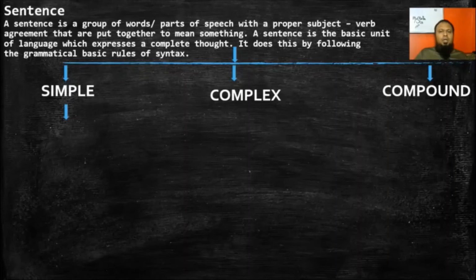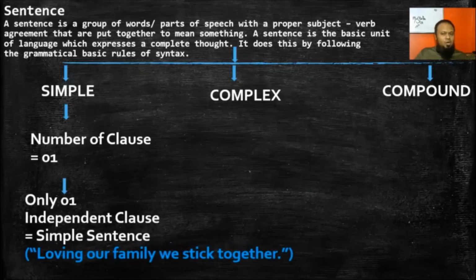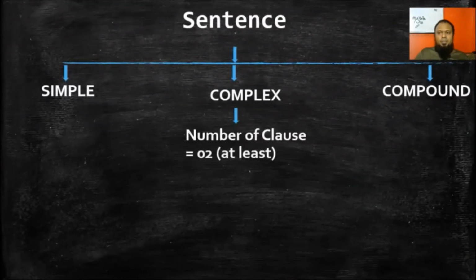How about simple? In a simple sentence, the number of clauses is 1. So we can say only one independent clause or principal clause equals a simple sentence. For example, loving our family, we stick together. Here, only one subject verb agreement: we stick. "Loving our family" is a phrase here. How about complex? Number of clauses is 2 at least. There can be more clauses.